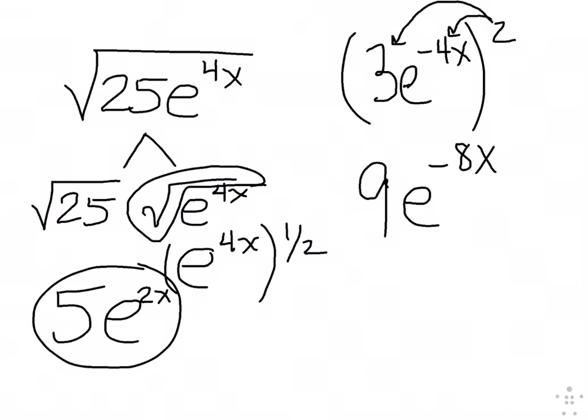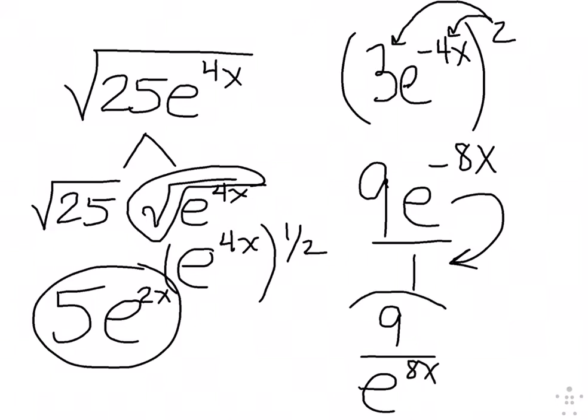Now, are you allowed to have negative exponents? No. Wait, wouldn't the x be squared? No. Because you're multiplying those, you're not saying x and x. Oh, right. Okay. So now if this is over 1, what part of this goes downstairs? Just the e, not the 9. So just the e goes down. The 9 stays put. And we're done. What do you think?